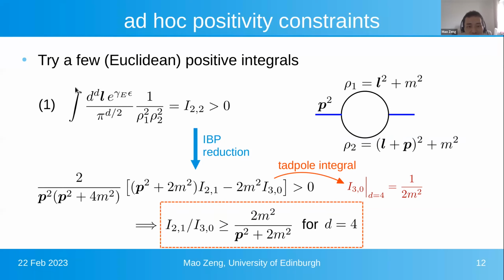And so I know this linear combination is greater than 0. That tells me that the ratio of this bubble to this tadpole integral is greater than some rational function written in terms of the mass and the external momentum squared. Okay, so now I've put a bound on my finite bubble integral.